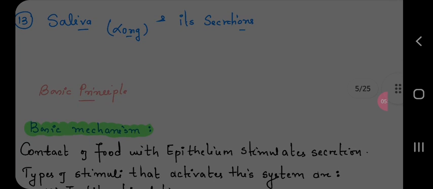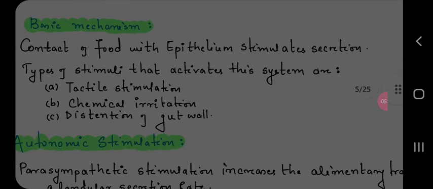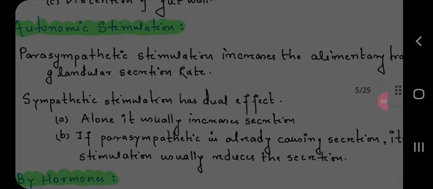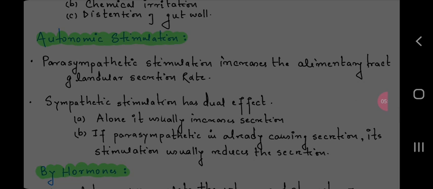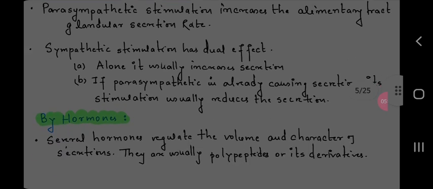Saliva and its secretions. Basic mechanism: contact of food contents with the epithelium stimulates secretions. The types of stimuli that activate these systems are tactile stimulation, chemical irritation, or distension of the gut wall. Autonomic stimulation: parasympathetic stimulation increases secretion of the alimentary tract and gallbladder. Sympathetic stimulation has a dual effect. Alone, it usually increases secretion. If parasympathetic is already causing secretion, its stimulation usually reduces the secretion.